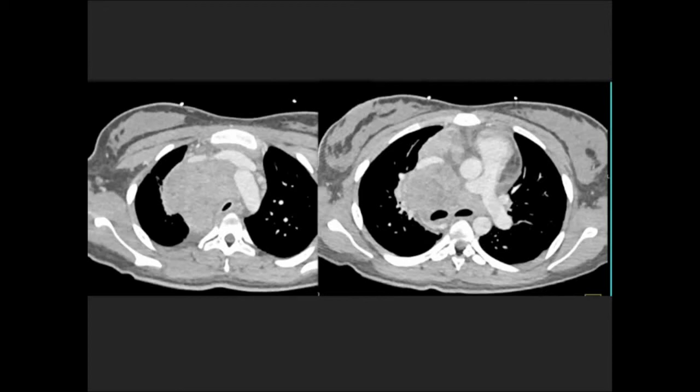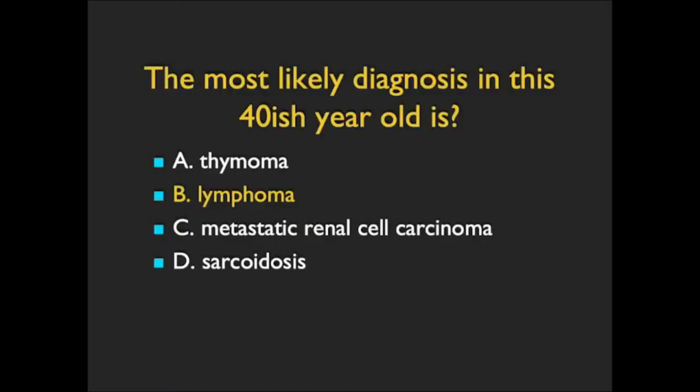Theoretically, it could be metastatic disease. Renal cell is one of the common mets to give mediastinal nodes. Sarcoid, perihilar, subcarinal. This is too bulky. This is a great example of lymphoma.